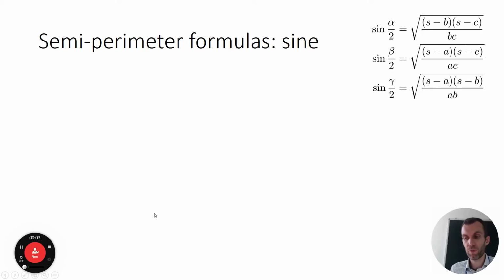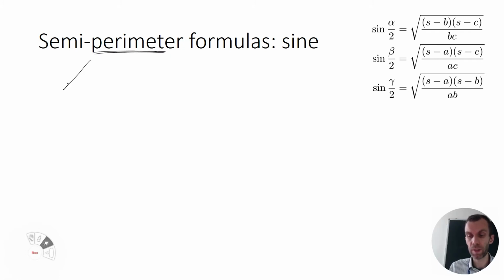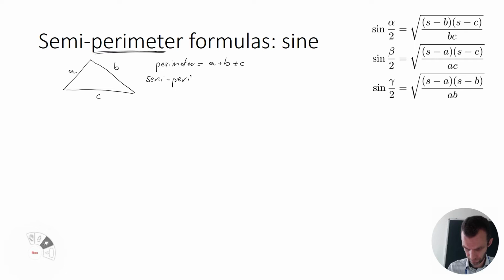So the next set of formulas that we're going to cover are referred to as semi-perimeter formulas. The perimeter of a triangle is the sum of the lengths of the sides. So if you have sides A, B, and C, the perimeter is A plus B plus C, and the semi-perimeter is half of that, so that's A plus B plus C divided by 2.